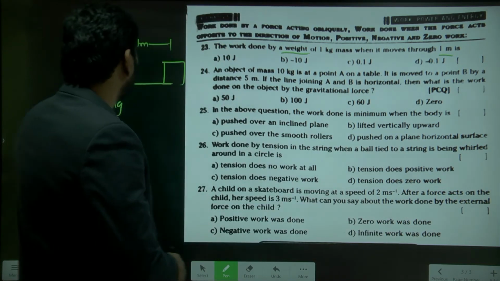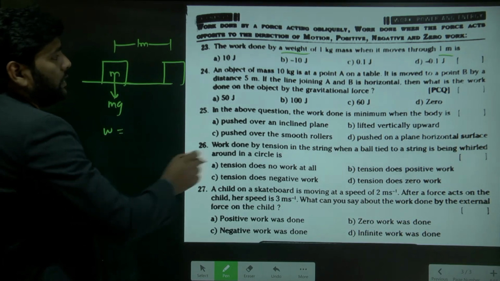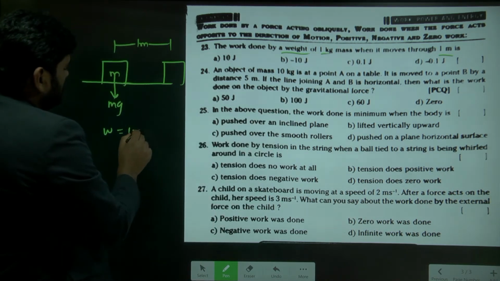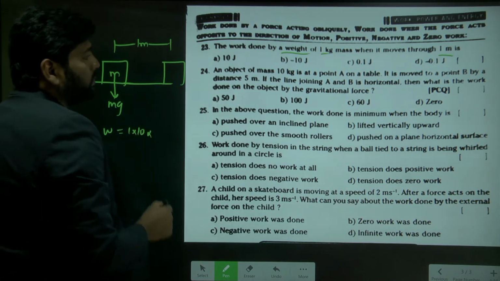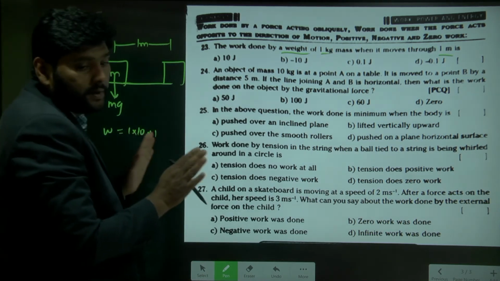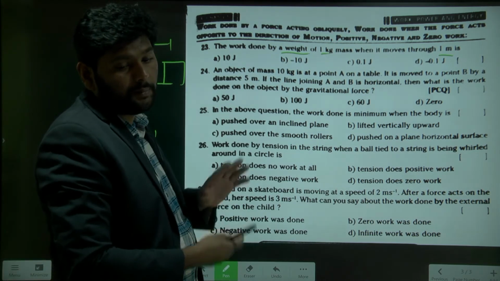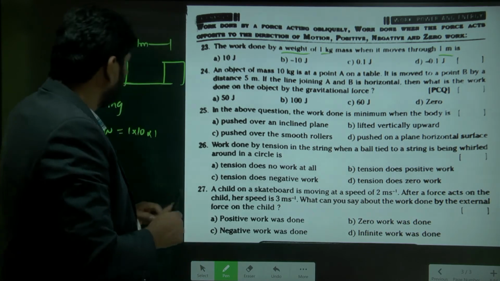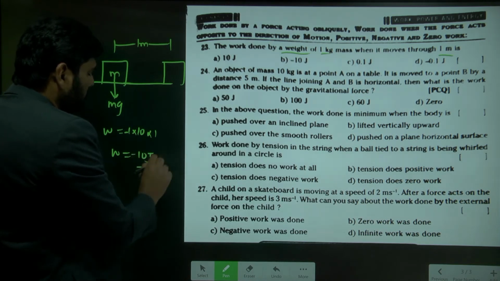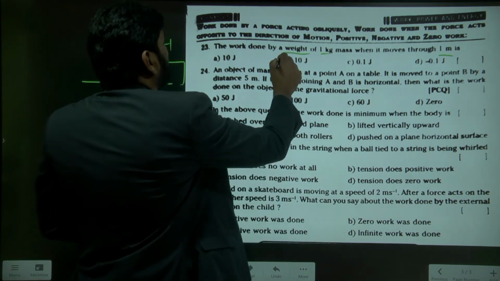When displacement is in upward direction, work done is equal to force, gravitational force is mg, then m is 1 into g value, 10 you can take. Displacement happened through how much height? 1 meter. But the displacement and force, are they acting in the same direction or opposite direction? Opposite. So what will you get? Minus sign. Finally, minus 10 joules is your answer. So which option is right here? Option B is right.